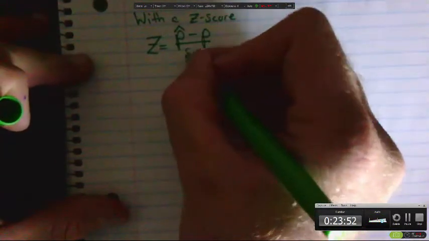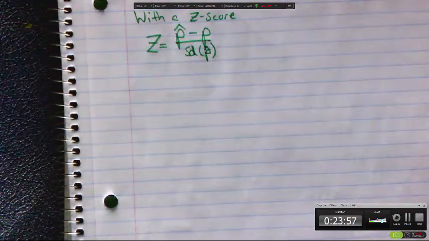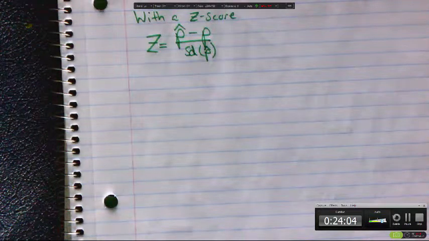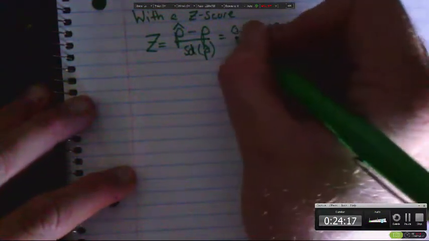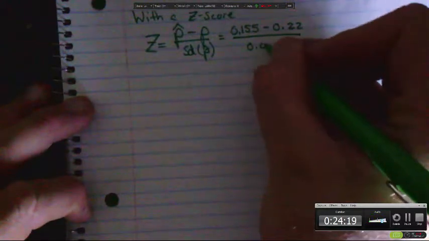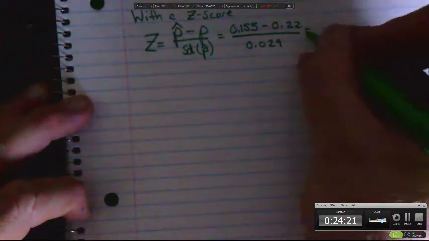The formula for z is we take what we got, we subtract what we should get, and we divide by the standard deviation of what we got. It's always data minus mean over standard deviation of data. The college collected 0.155. According to the CDC, they should have gotten 0.22, divided by the standard deviation, which was 0.029. Does anyone have that?